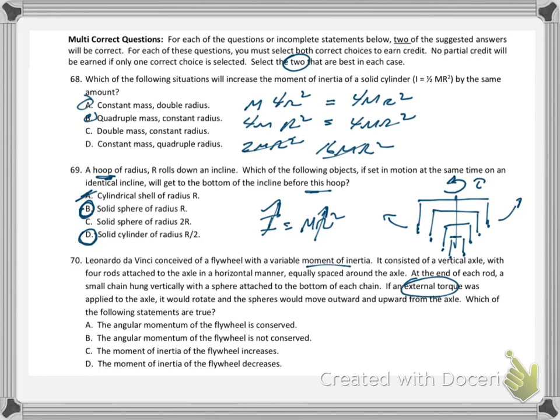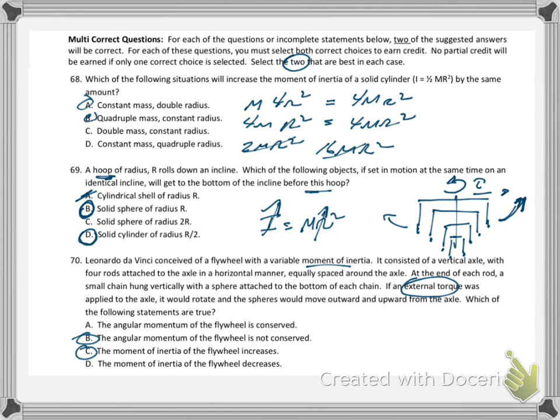Well, angular momentum is a conserved property unless we have a torque being applied, a force, and we do. We have a torque applied, so angular momentum is not conserved here because of the torque that's being applied. And we can also see here that as these masses that are hanging from the chains extend outward further from the axis of rotation, our moment of inertia would increase.